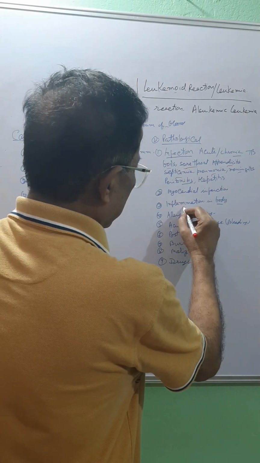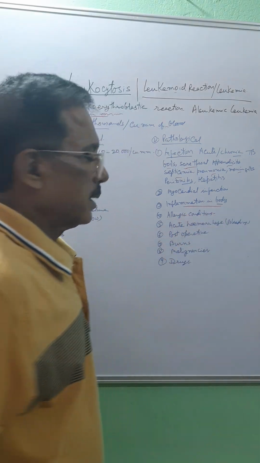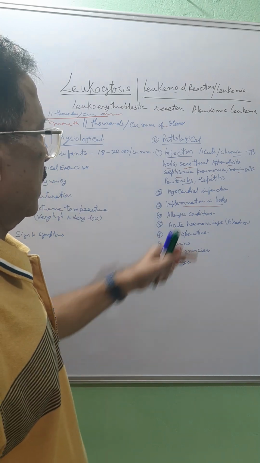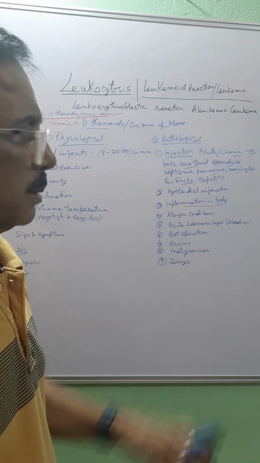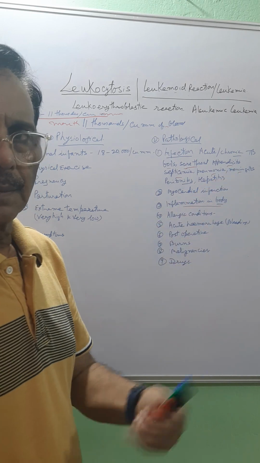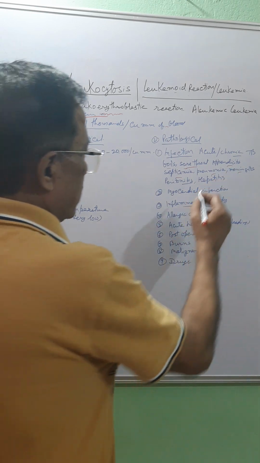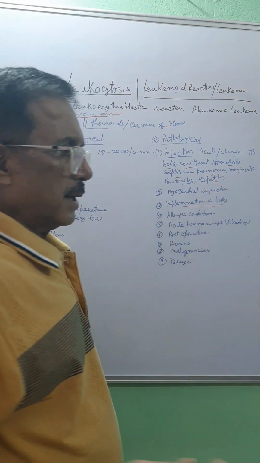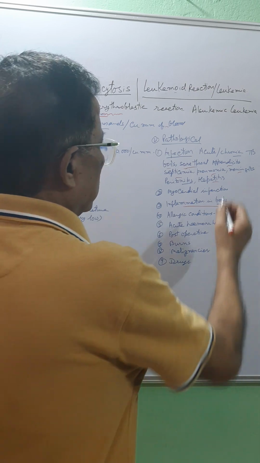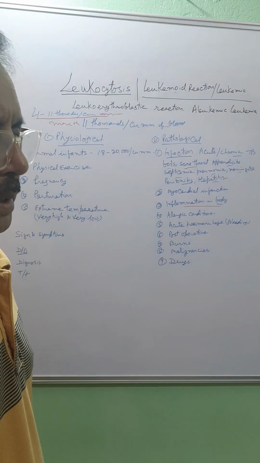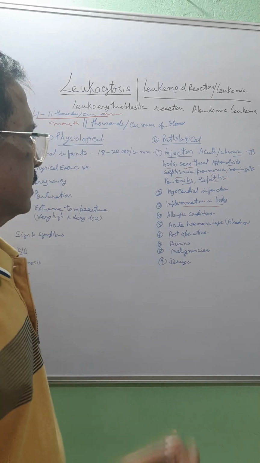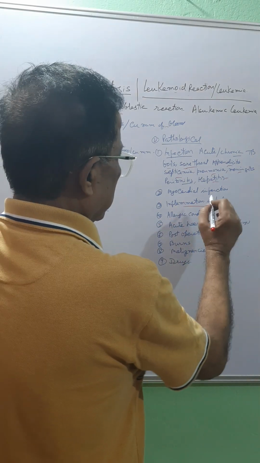Then inflammation at any site of the body, for example, hepatitis, peritonitis. Peritonitis means inflammation of the peritoneum, meningitis is inflammation of the meninges, and hepatitis is inflammation in the liver due to any cause. It may be amoebic hepatitis, it may be viral hepatitis, anything.